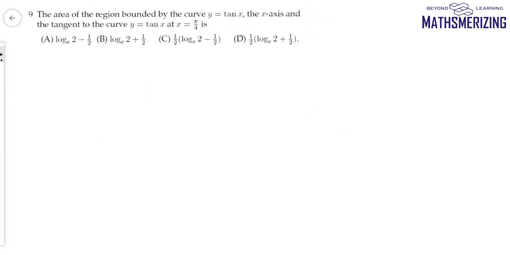Now this question number 9, it says the area of the region bounded by the curve y equals 10x, the x-axis, and the tangent to the curve y equals 10x at x equals pi by 4. So I'll draw this graph. So I'll draw the graph of 10x.